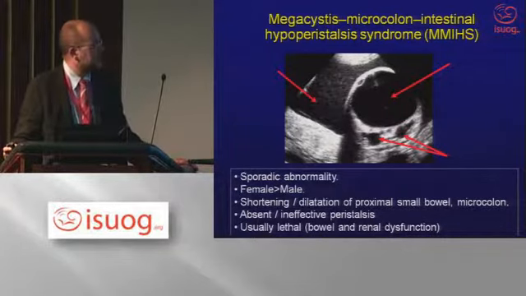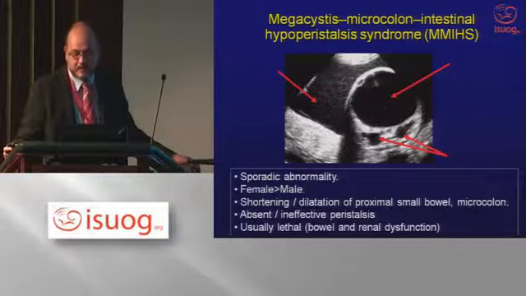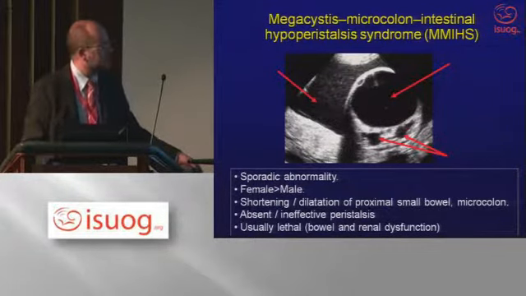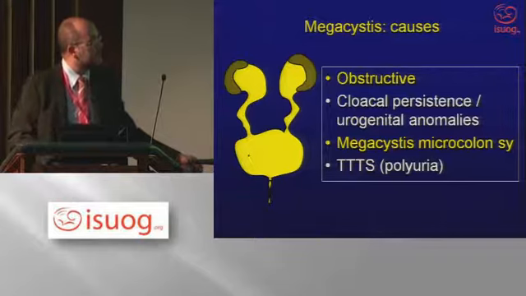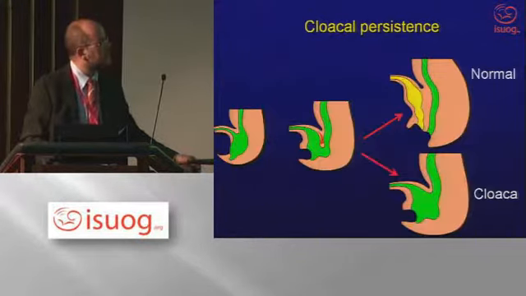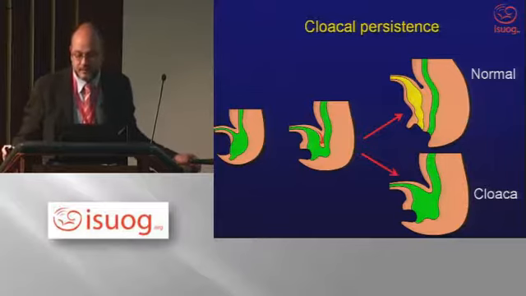You get shortening and dilatation of the proximal small bowel, absent and ineffective peristalsis, and this is usually a lethal condition. I'm not going to talk any more about megacystic microcolon syndrome because it's rare, and if you've got an interest, it's better to read it up.